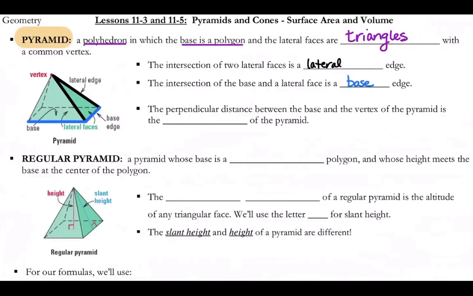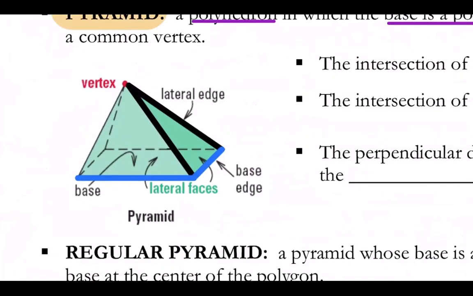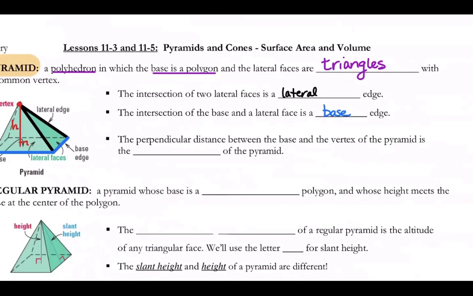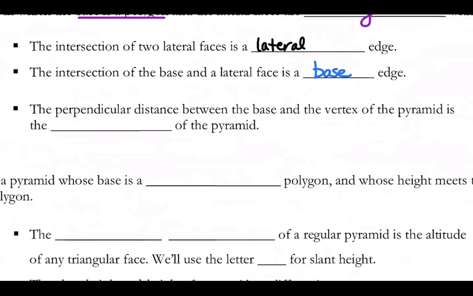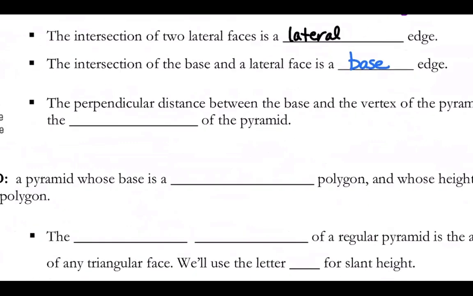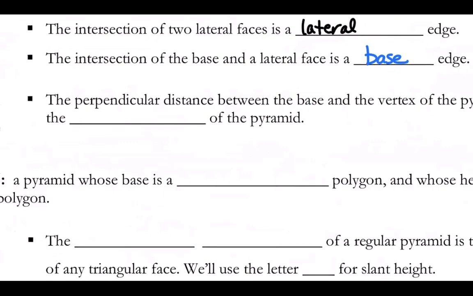The perpendicular distance between the base and the vertex of the pyramid. The vertex is that point where all of the triangles come together at the top across from the base. That's called the vertex. And if you were to drop a perpendicular from the vertex down to the base, that would be the height, also known as the altitude. The perpendicular distance between the base and the vertex of the pyramid is the altitude or height of the pyramid.